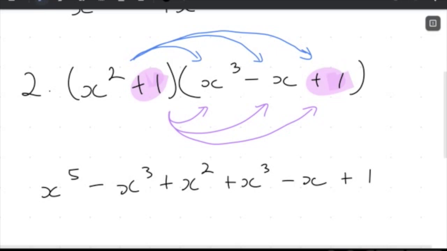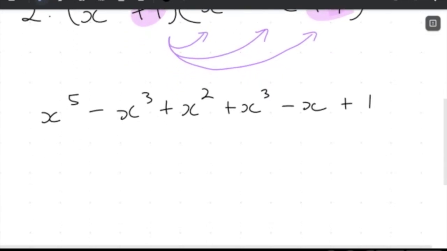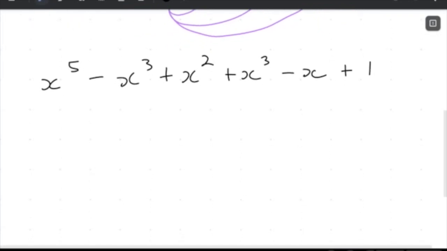Okay, now that I have that, I want to see if I can simplify. That's the next part of it. Now, to simplify, I want to find like terms. So I'm looking at these algebraic terms here. Are there any that are similar?